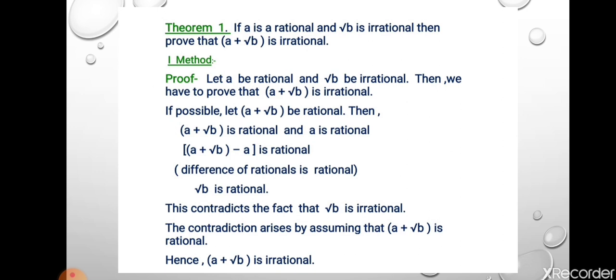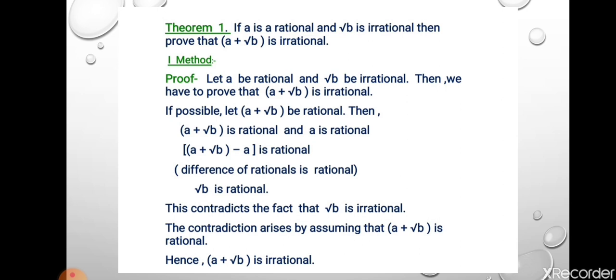If possible, let a plus root b be a rational number. It is given that a plus root b is an irrational number, we have to prove this. But here we let a plus root b be a rational number. So a plus root b is rational and a is also rational. It is given that. And we know that the difference of rationals is always a rational number.